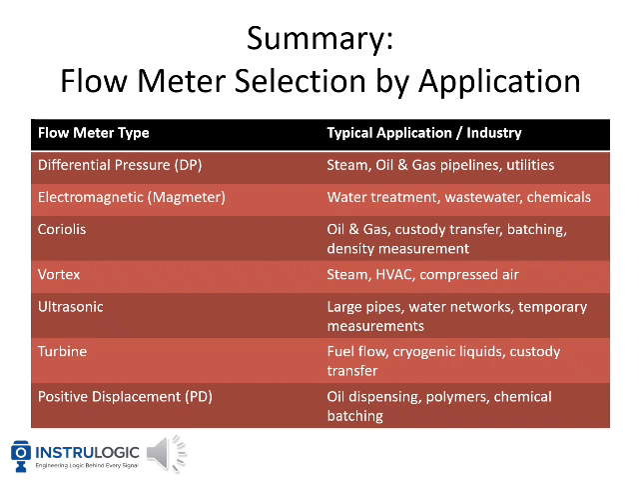Turbine meters, suitable for fuel flow, cryogenic liquids, and custody transfer. Positive displacement meters, perfect for oil dispensing, polymers, and chemical batching. Each type has its own strengths, so selecting the right meter depends on the fluid, accuracy needs, and application.